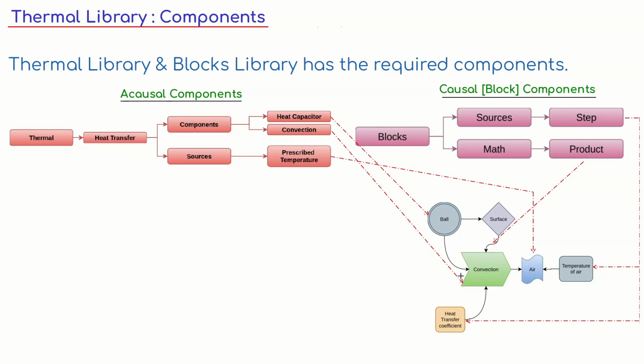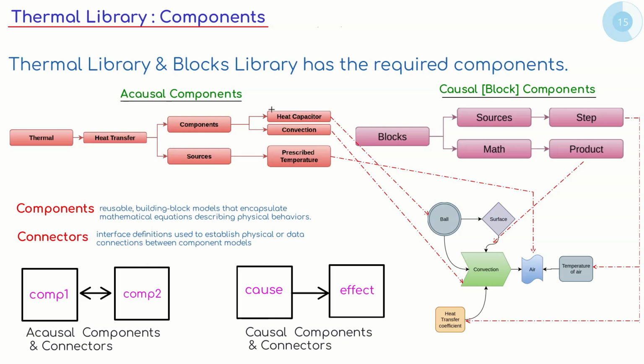Also, the product can be used to multiply surface area with heat transfer coefficient. Now, the thermal components are mostly acausal, whereas the components from the block are mostly causal. So if you take, for example, the product, we are inputting two numbers and the output is the product of them. So the cause and effect are very clear here. Whereas in case of a heat capacitor, the change of temperature and the heat transfer are mutually connected, and we cannot clearly say which is the cause and which is the effect.